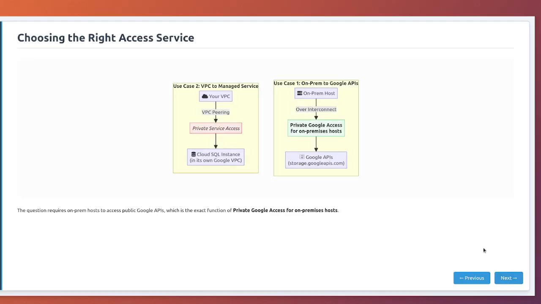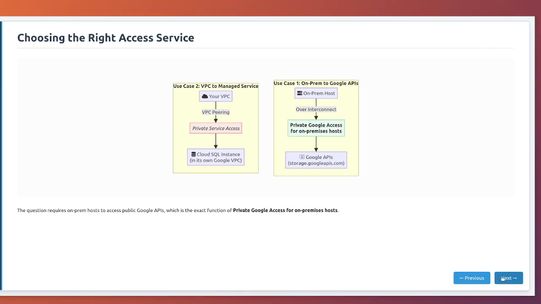Choosing the right access service. This is another common point of confusion. The question requires access to Google Cloud products, like APIs, which live on public IPs. The options mention two services: private Google access for on-premises hosts, and private service access. Private Google access for on-premises hosts is the correct service for our use case. When you enable this, Google configures special DNS and routing. When your on-prem host tries to reach a Google API, the request is routed over your private interconnect link to a set of private virtual IPs that Google manages. Your traffic never touches the public internet.